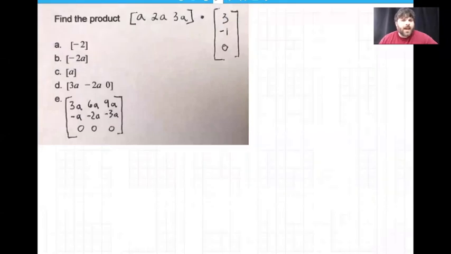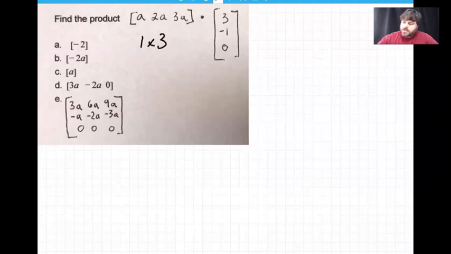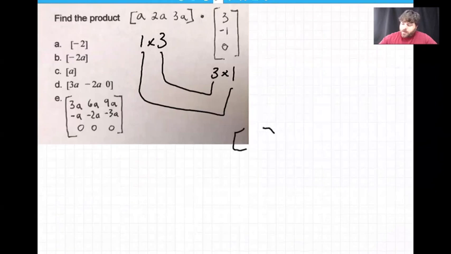All right, find the product. This is a matrix, A times 2A times 3A. Find the product of the matrix A, 2A, 3A times 3, negative 1, 0. All right, first thing I want to do is find the size of the resulting matrix. This is a 1 row by 3 column matrix. This is a 3 row by 1 column matrix. So because the middle numbers match, it will be possible to multiply these, and the outside numbers tell me the size. So this is going to be a 1 by 1 matrix.